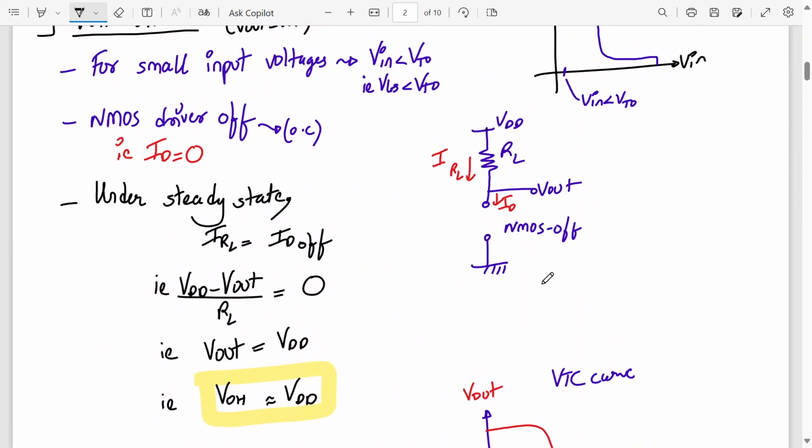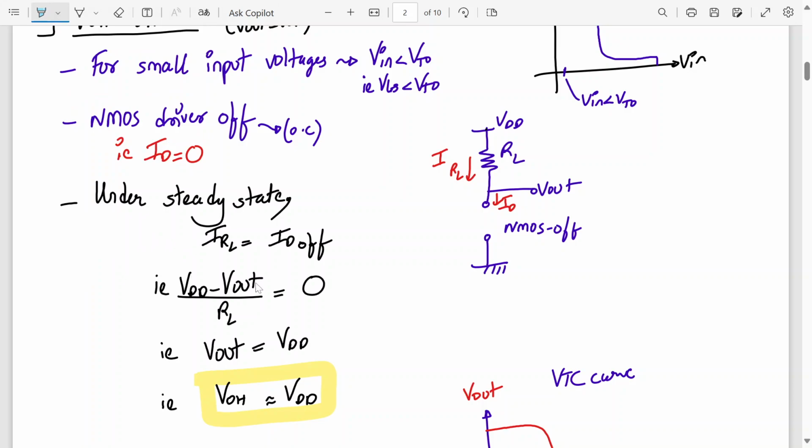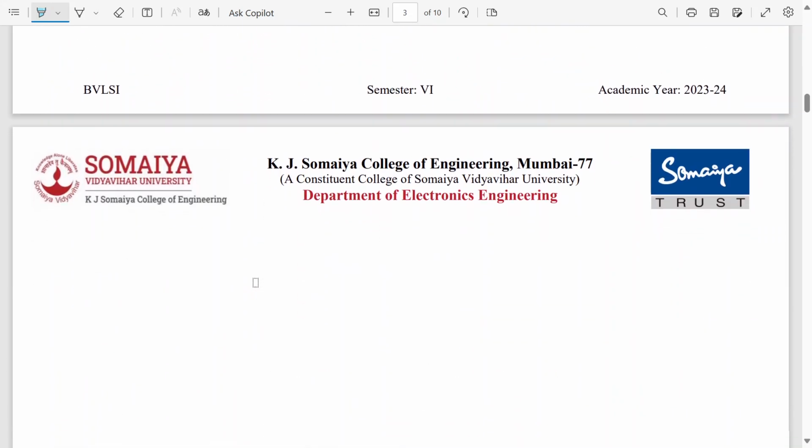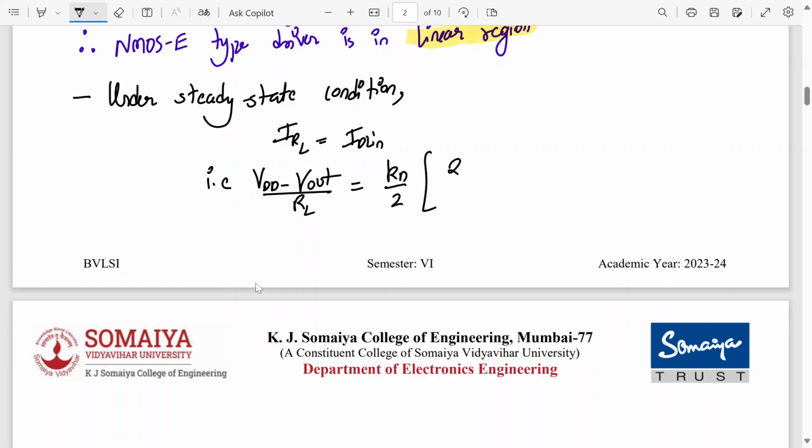Again I'll tell you this. IRL is VDD minus V out. You can see this part, this blue color. IRL is nothing but this one. So it's VDD minus V out upon RL. So the same thing we can write over here: VDD minus V out upon RL, and that is equal to, what is ID linear term given by? Kn by 2 times twice VGS minus VTO into VDS minus VDS the whole square.